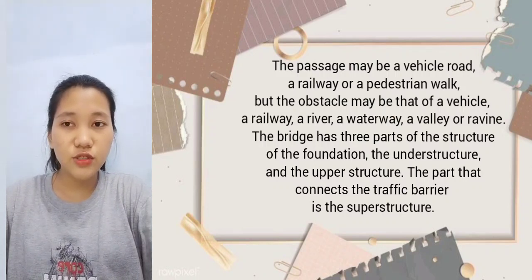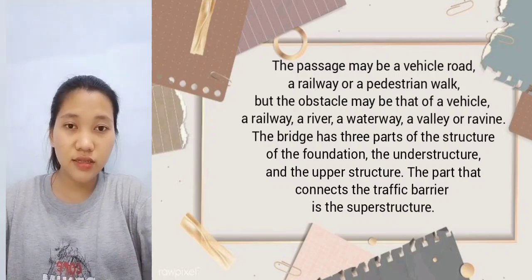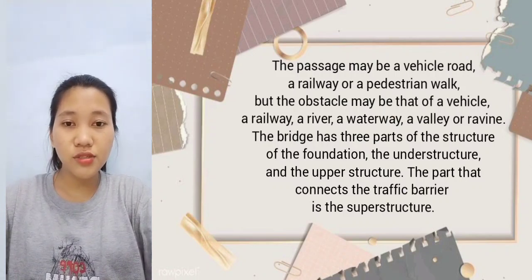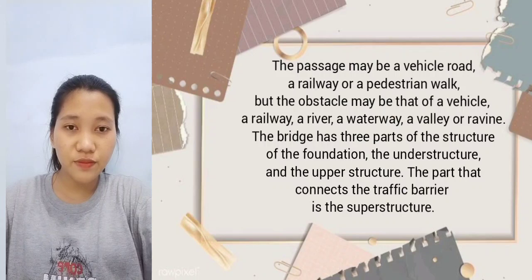The bridge has three parts of the structure: the foundation, the substructure, and the superstructure. The part that connects the traffic barriers is the superstructure.